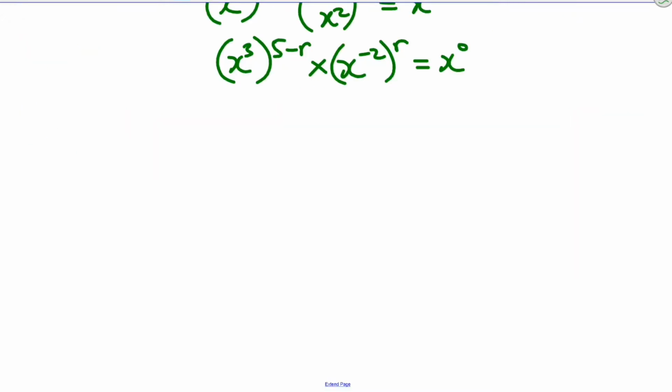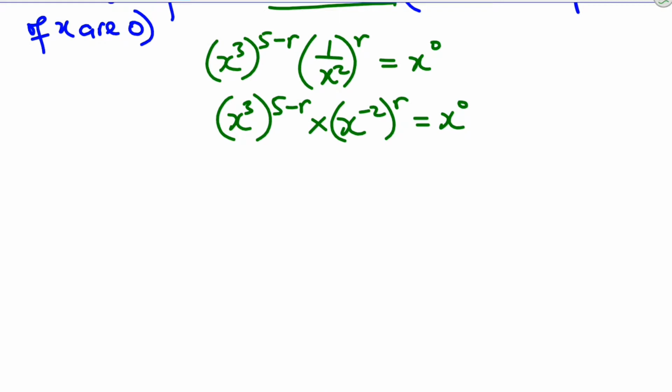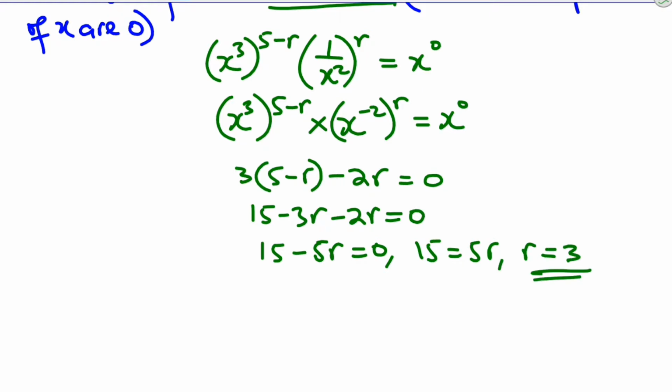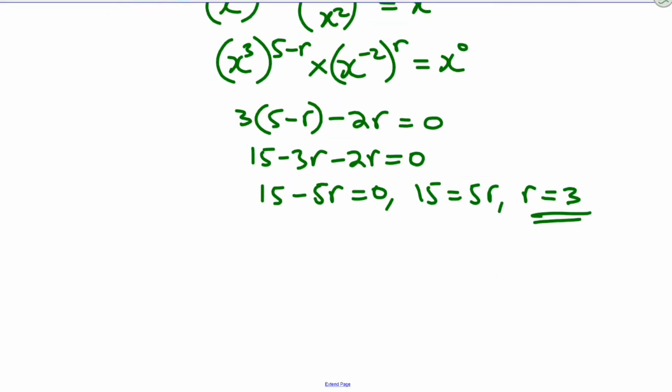So what we shall end up with here is, if we just equate powers of x, we'll have 3 into 5 minus r, minus 2r, is equal to 0. So 15 minus 3r minus 2r will be equal to 0. 15 minus 5r will be equal to 0, or we can say 15 is equal to 5r. So r will be equal to 3, which means now we can write down the specific term that we want.